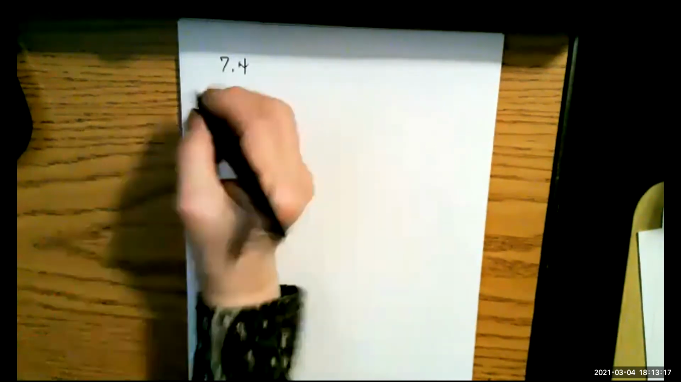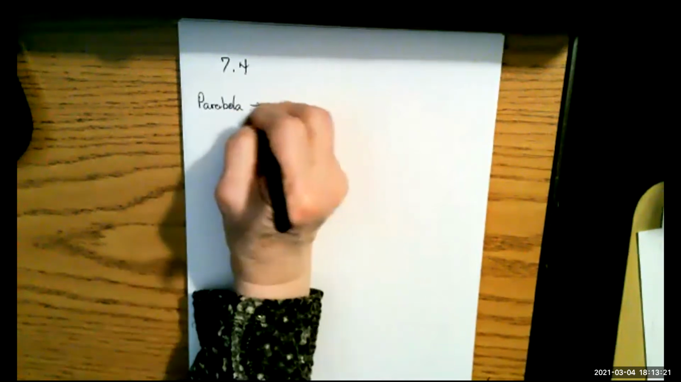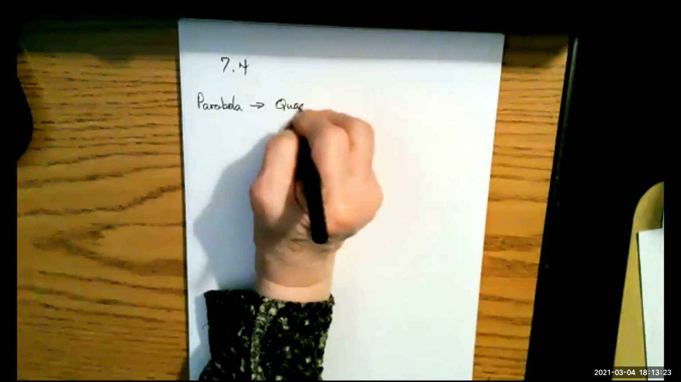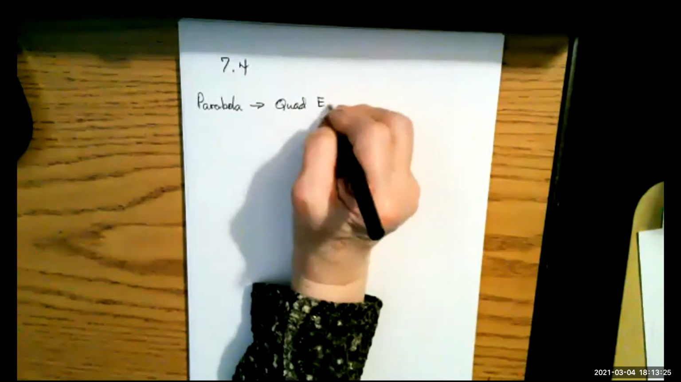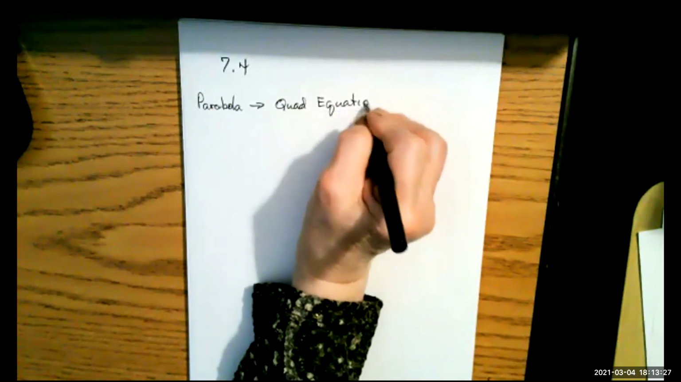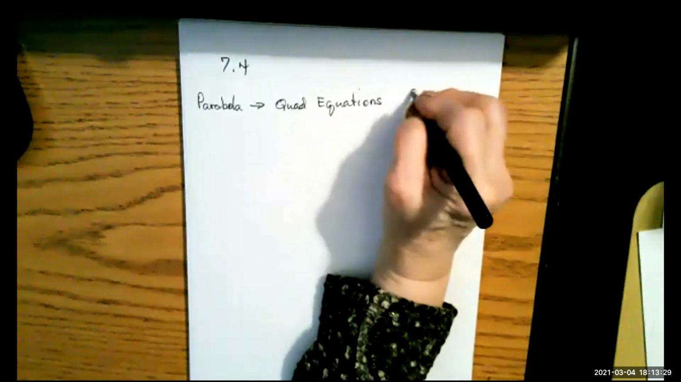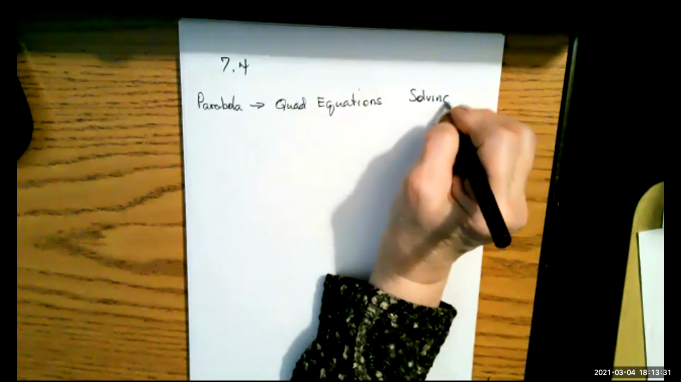7.3. And like I said before, those were called parabolas. Now they're called quadratic equations. And we will be solving. That's what we're going to do.